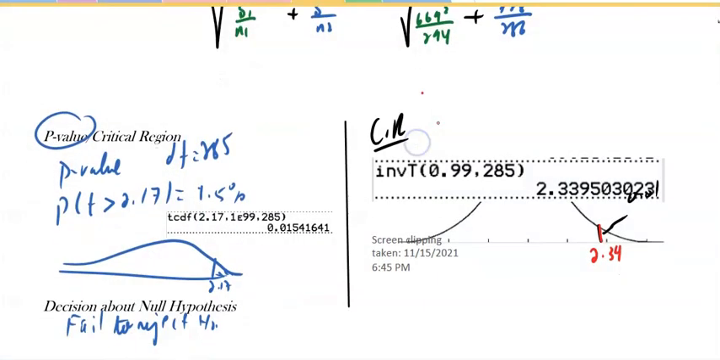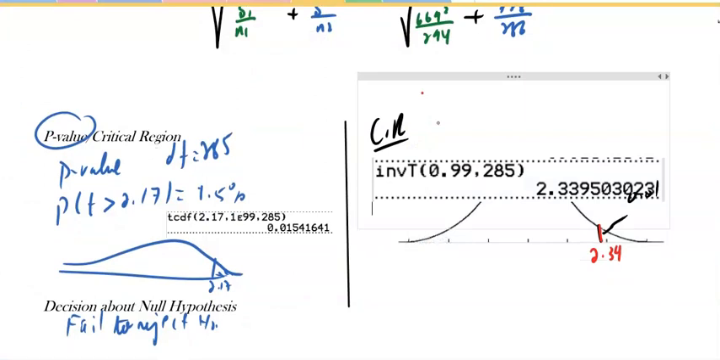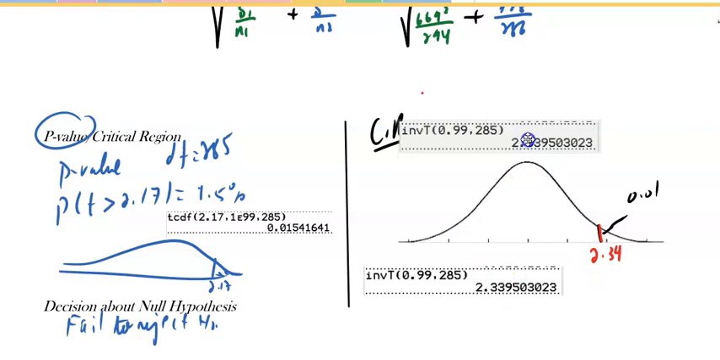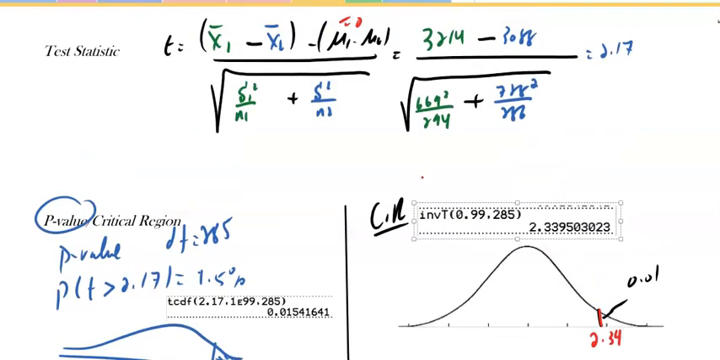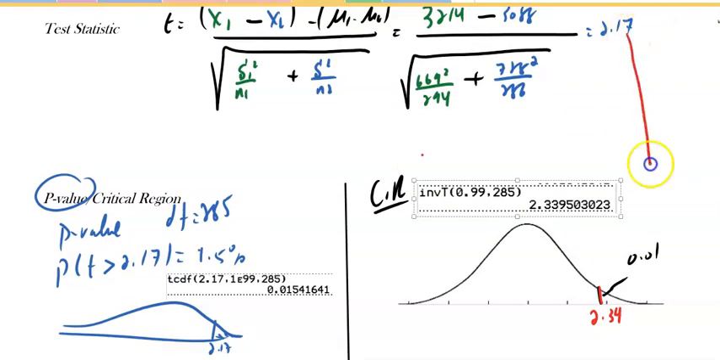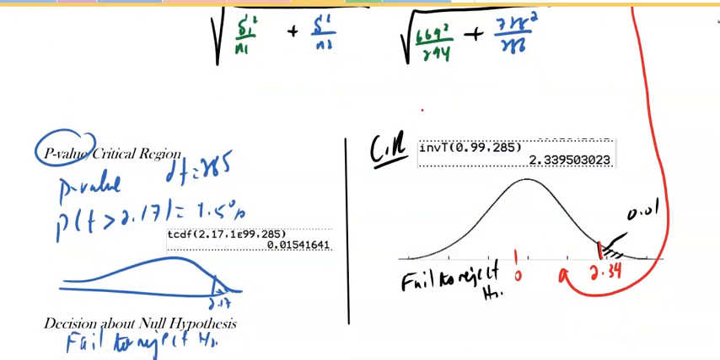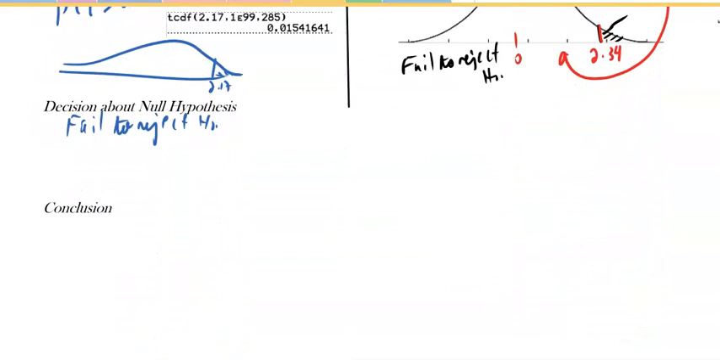2.34. So let me get that in the notes, so in case you missed it or you want to look back at this, you know what we did. Alright, and what did we get? 2.17. Isn't 2.17 to the left of that because 0 is right there? So again, not in the rejection region. Still fail to reject the null hypothesis. So again, that's because they gave us a 1%. With 5% we would have rejected that.